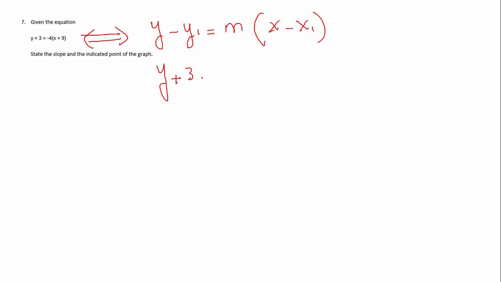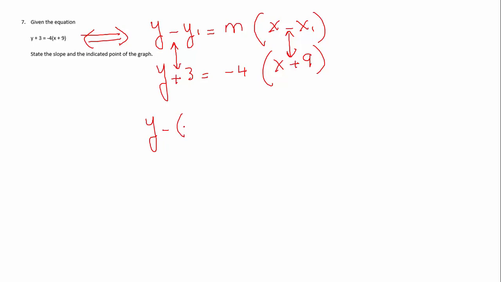Given the equation, state the slope and the indicated point of the graph. So let's compare this to the point slope equation, y minus y1 equals m times x minus x1. So comparing, we have y plus 3 equals negative 4 times x plus 9. Now we don't have a minus sign, we have a plus sign. Same here, we don't have a minus sign, we have a plus sign, but we can do some changes. Let's do the changes.